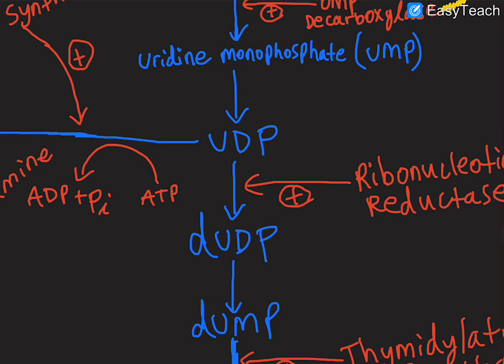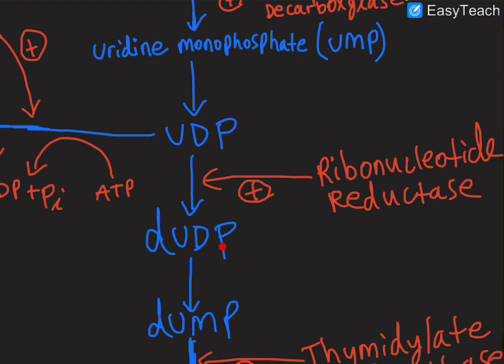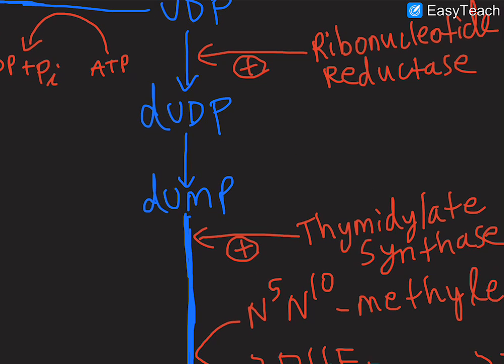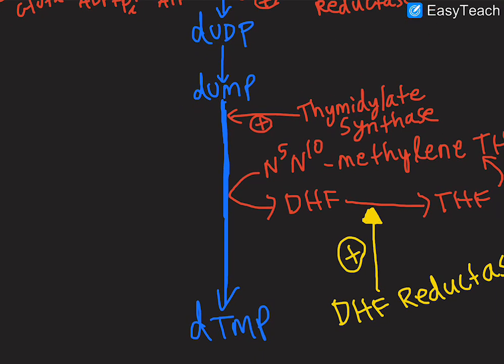So UDP can now get converted into deoxy-UDP. But see how that converts from RNA to DNA? You need an enzyme to do that, and that's ribonucleotide reductase. Now that you have dUDP, you can convert that into deoxy-UMP, and then form deoxy-TMP. What's this going to be used for? DNA, right? Deoxythymidine monophosphate. The way we convert deoxyuridine monophosphate to deoxythymidine monophosphate is via thymidylate synthase.